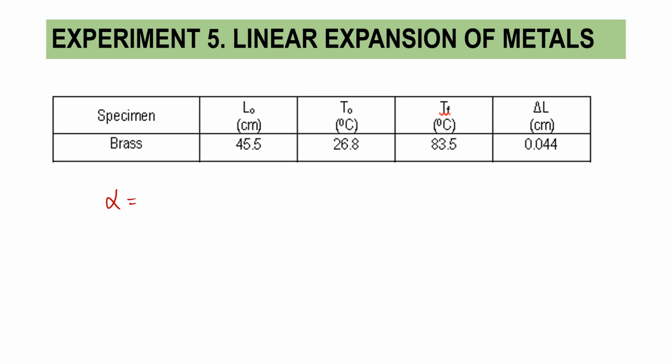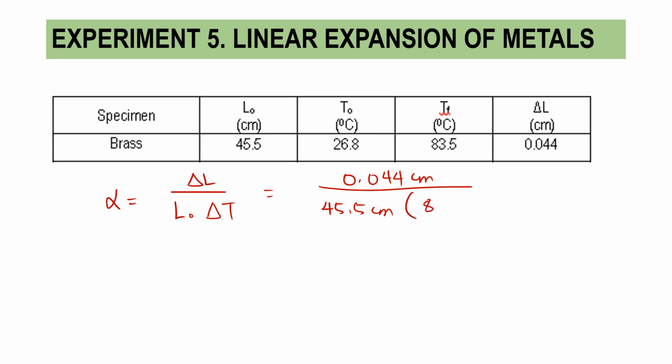The coefficient of linear expansion is equal to delta L over L naught multiplied by the change in temperature. So delta L is equal to 0.044 centimeters over L naught, 45.5 centimeters, multiplied by the change in temperature. This is 83.5 degrees Celsius minus 26.8 degrees Celsius. This is equal to 1.71 times 10 to the negative 6 per Celsius degree.